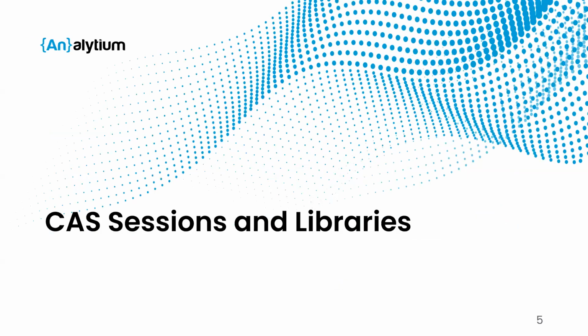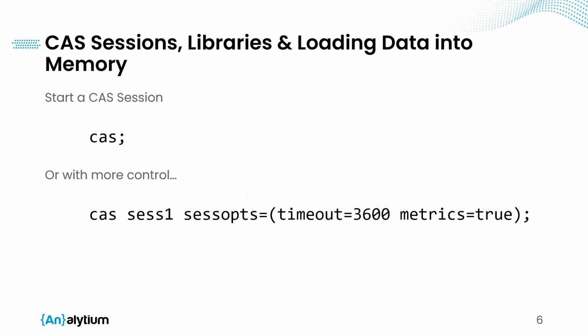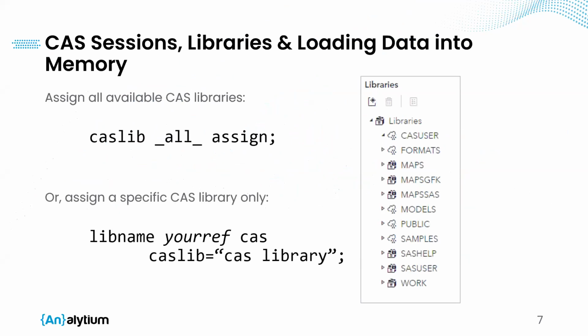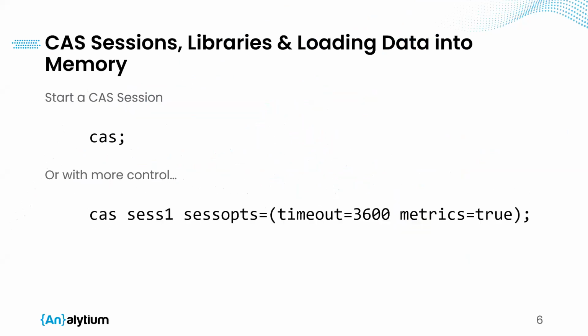So CAS sessions and libraries, that's some background about the analytic service. How do we actually access it? Fairly simple. Start a CAS session. You just use a CAS statement, CAS colon. With a bit more control, you can do a named session and you can apply some session options. So there you've got session options for a timeout and setting the metric value to true, which gives you a bit of extra detail in the log.